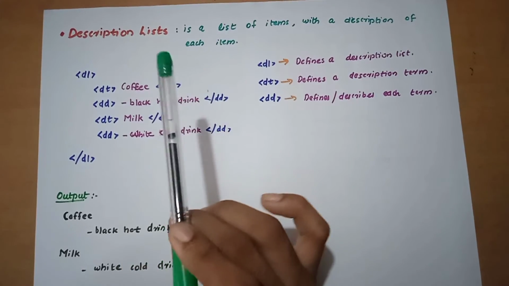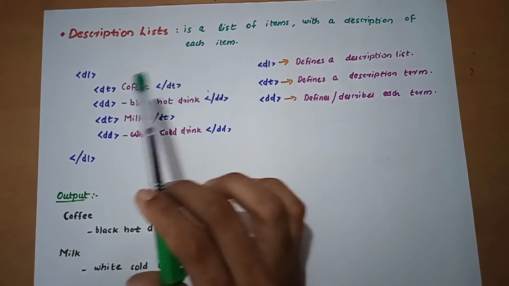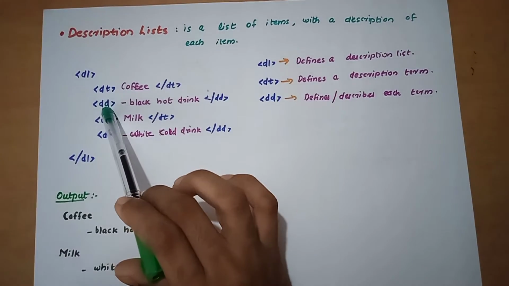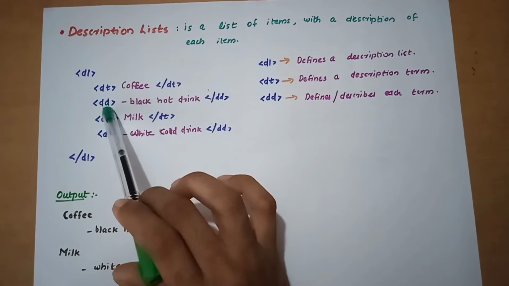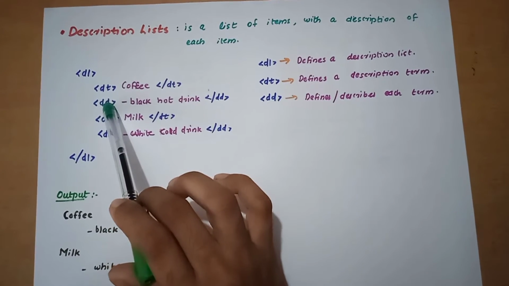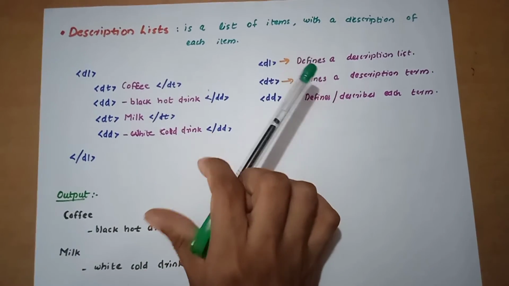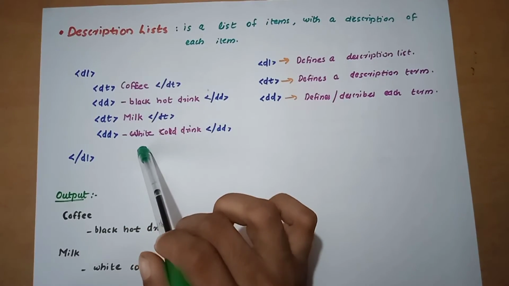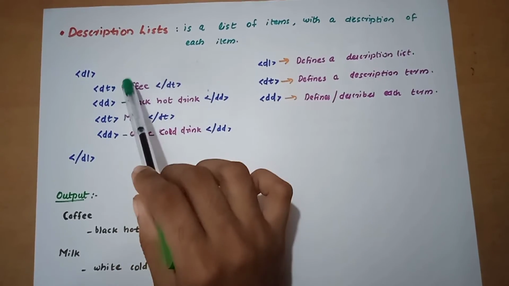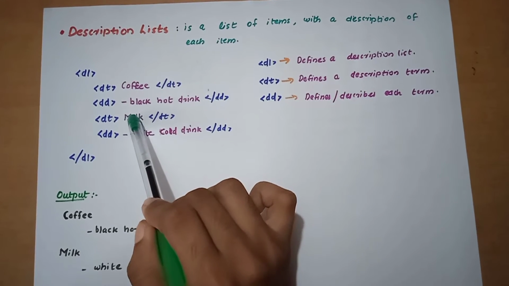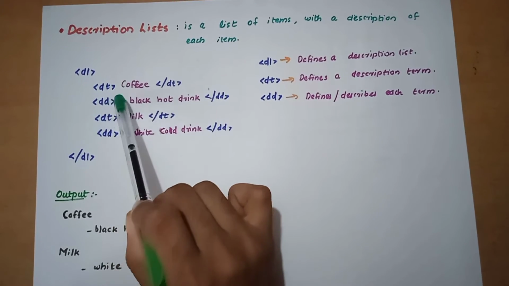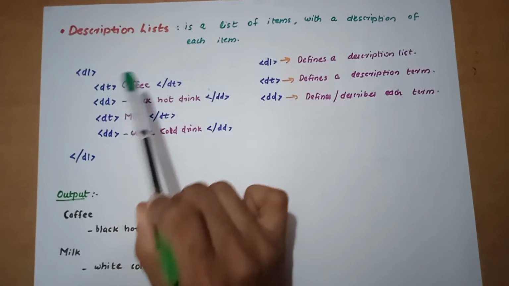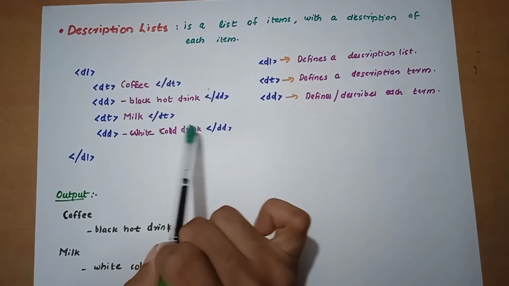Which item we want to describe, we write that item name first. That item name will be in the DT tag, and whatever description we want to give to that item should be in the DD tag. So the DD tag defines or describes each item or each term. Got it? Here I used coffee and milk as my two description terms, and I give each of them a small description: coffee is a black hot drink and milk is a white cold drink.